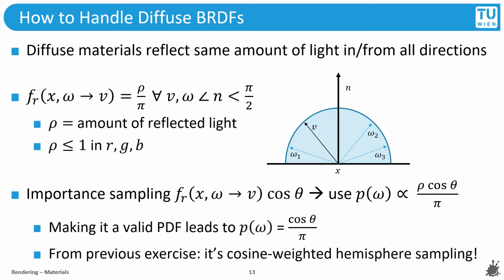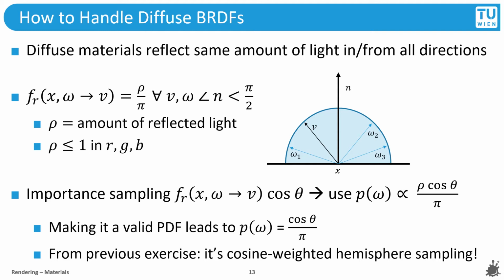Either by solving the math once more yourself or by building on the results from previous lectures, we can choose the BRDF to be ρ over pi for any pair of directions in the hemisphere around the normal. Note that this is exactly what we used for the evaluation methods for our diffuse BRDF implementations. So now we see that we actually used a correct, mathematically motivated BRDF for diffuse materials.